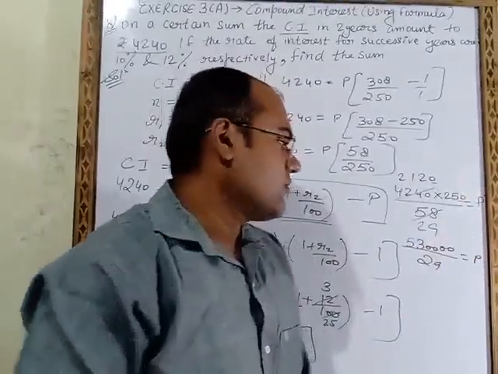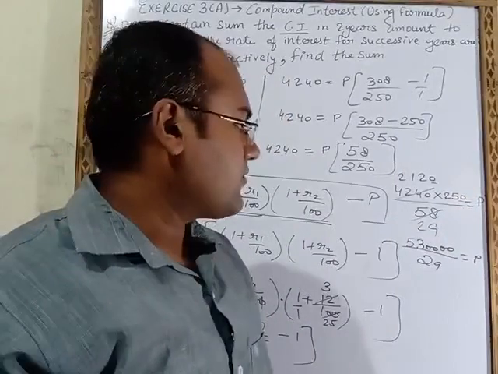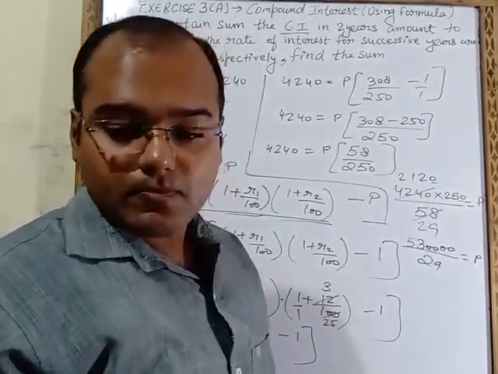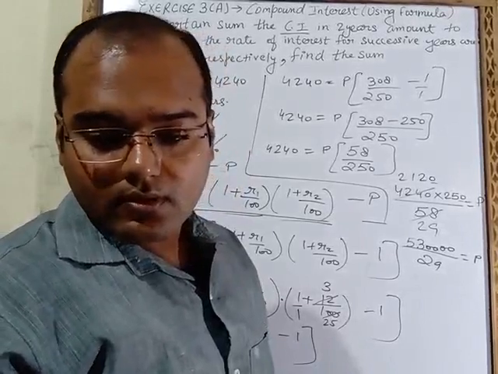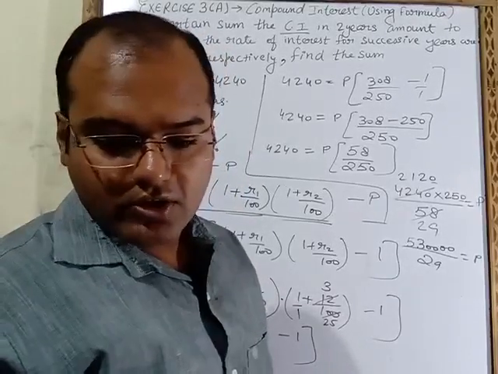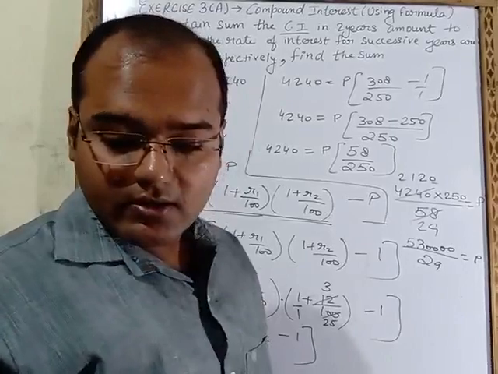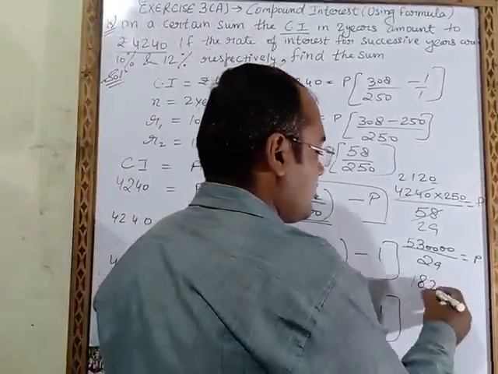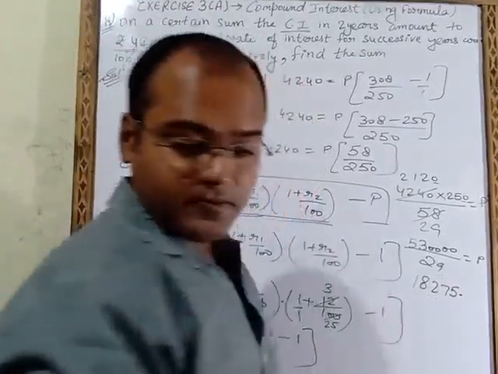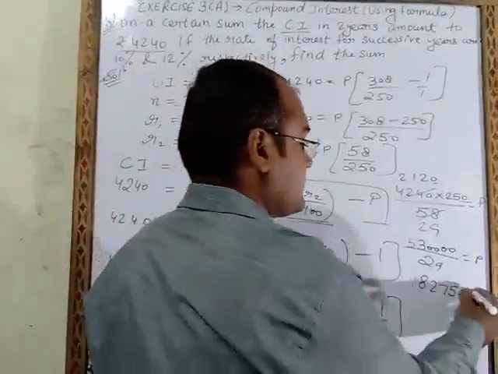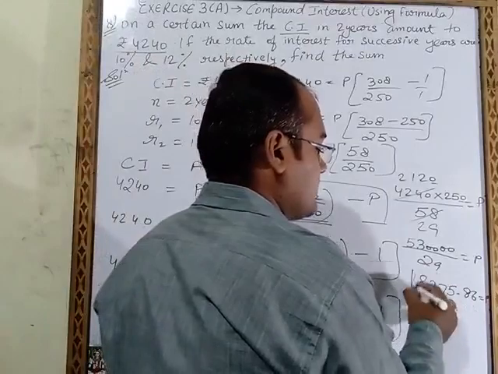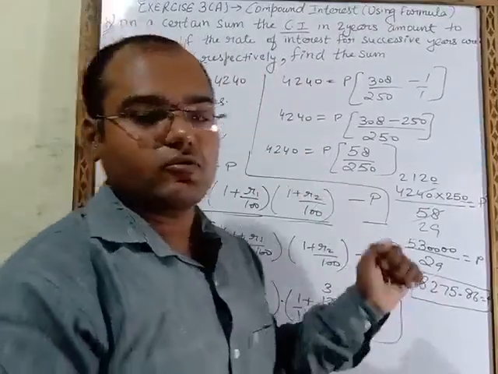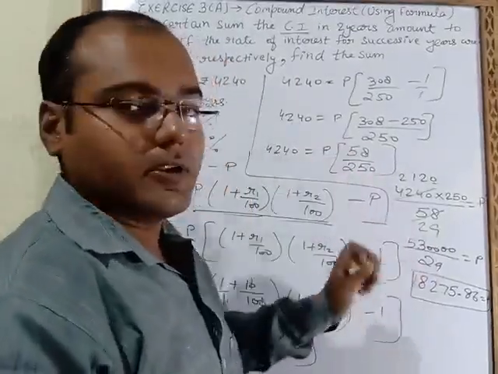Now what we will do? We will divide these two. 4 times 0, 4 times 0 divide with 29. So answer will be 18,275.86. So this is the principal for this question. So like this you have to calculate this principal.